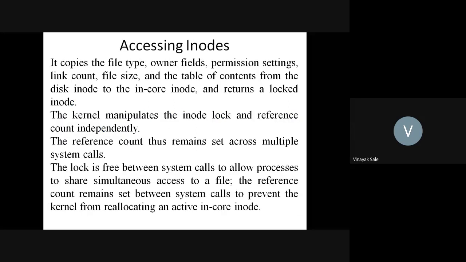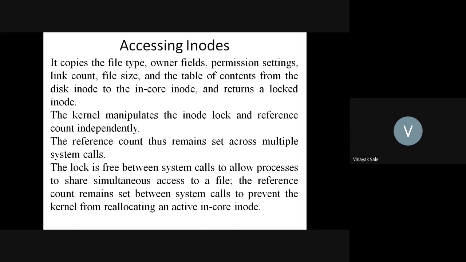So it copies the file type, owner fields, permission settings, link count, file size, and table contents from the disk inode to the in-core inode. So we have seen the properties such as file type, file owner fields, different permissions such as read, write, execute, then the number of link counts, the file size, and the table of contents from the disk inode to the in-core inode, and returns a locked inode.